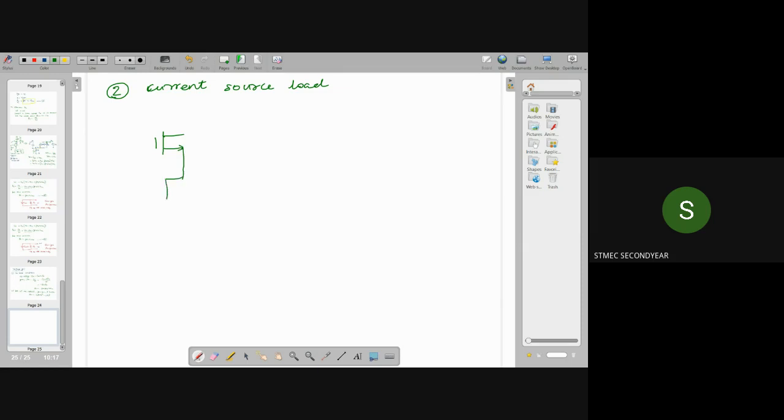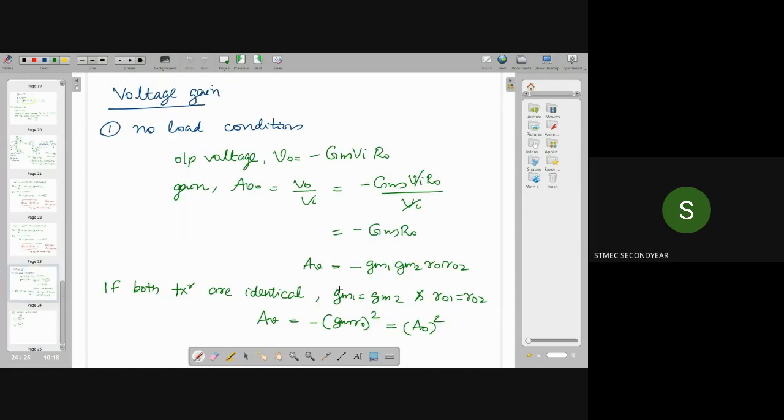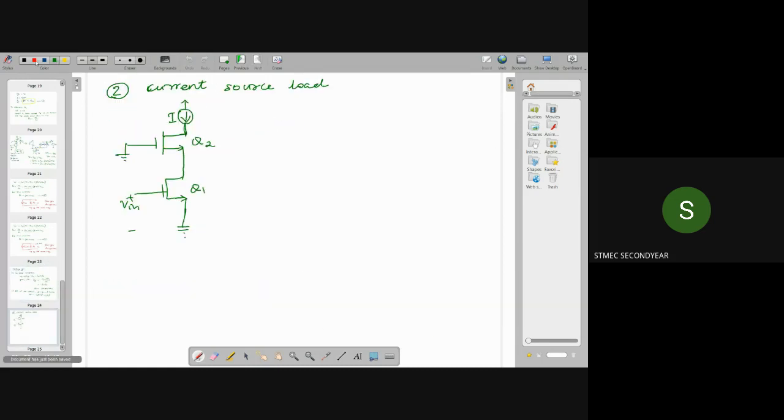So here this is our cascode configuration. We are connecting this gate to ground, and here we are applying the input voltage. This is our Q1, Q2, and as the load we are now connecting a current source with the value I.